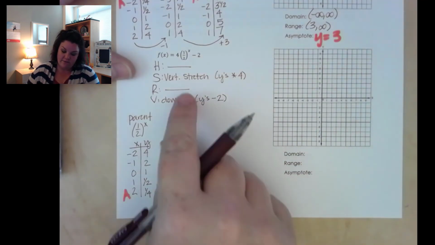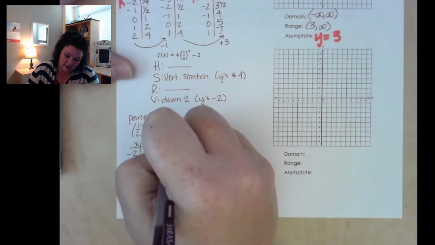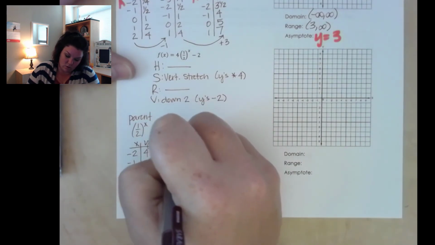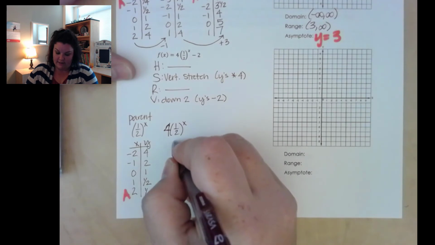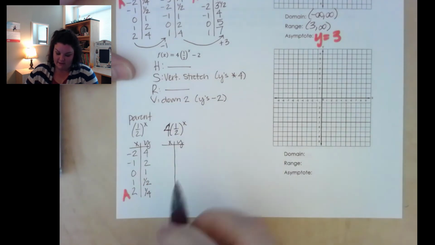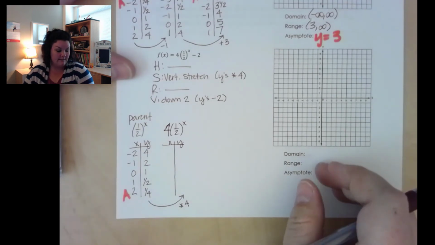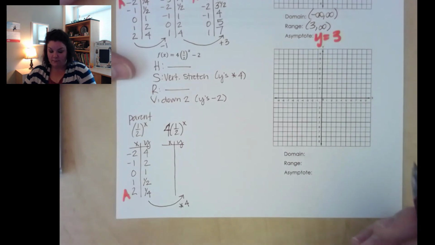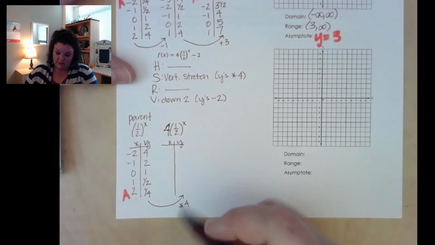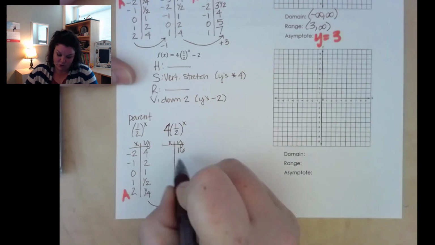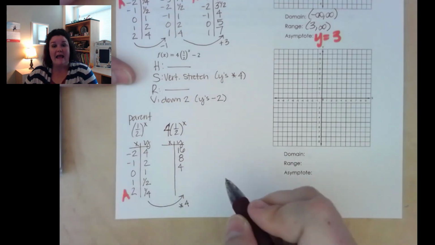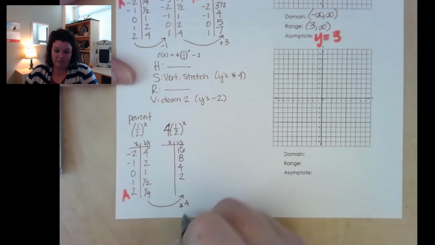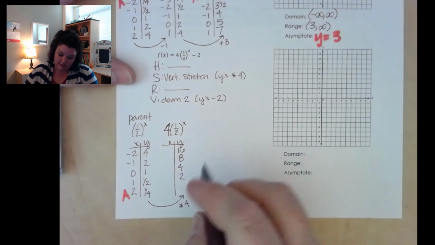Okay. So when I do my vertical stretch, now my function is going to look like 4 times 1/2 to the x power. And I'm going to create a table and modify it by taking the y's from the previous table and multiplying them by 4. So when I multiply my y's by 4, 4 times 4 is 16, 4 times 2 is 8, 4 times 1 is 4, 4 times a half, or 1/2 of 4, is 2, and 1/4 of 4, or 4 times a fourth, is 1.